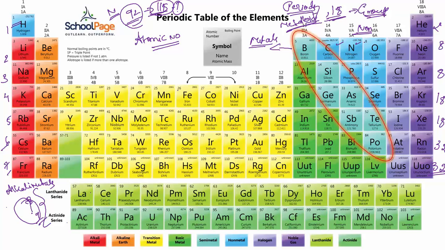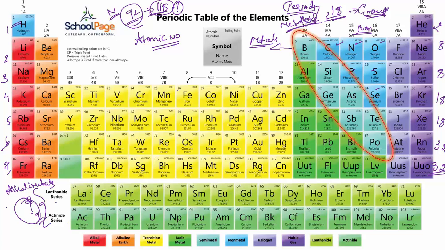Carbon, nitrogen, oxygen, phosphorus, sulfur and selenium are all non-metals. Fluorine, chlorine, bromine, iodine all represent the halogen group. And the last group of elements, starting with helium, neon, argon and others, are all noble gases.